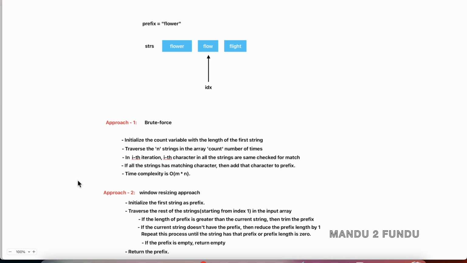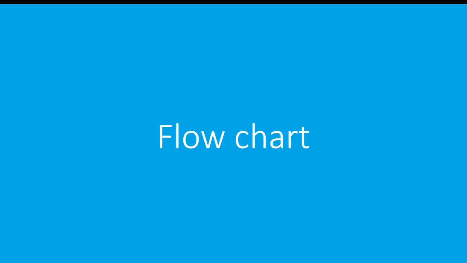The second approach is the window resizing approach. We first initialize the first string as the prefix, and then we traverse the rest of the strings in the input array and check whether the current string has that prefix in it. If so, we keep that prefix as it is. Otherwise, we keep updating the prefix size. Finally, when we come out of the traversal, we will have either the longest common prefix or an empty string. Let's look at the flow chart.